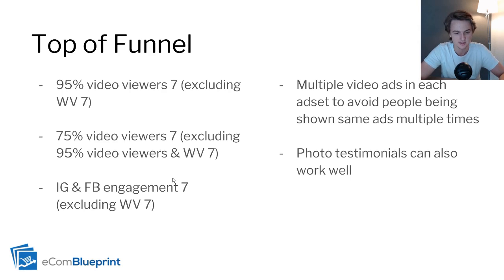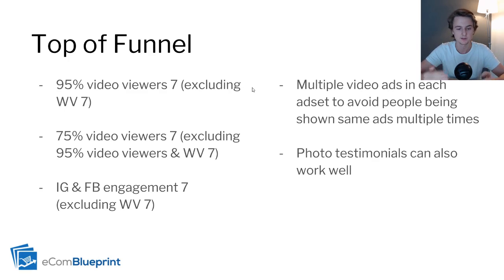Now, the way that I like to set this up is I like to target people who've, in the last 7 days. So, this window, you can really choose it based on how long you think it'll take to get a sale. So some people like to do 3 days. I like to do 7 days. And so what I like to do is I'll target 95% video viewers in the last 7 days, but you also need to exclude some people. Now, a lot of people forget to exclude people.